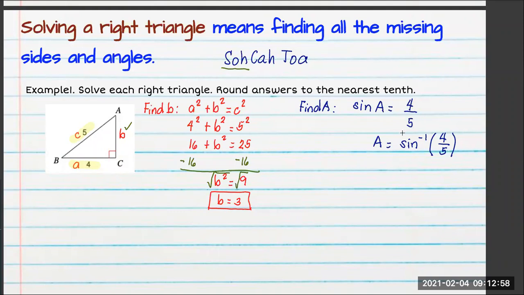Does everybody know how to use inverse sine in their calculators? Okay, so go ahead and make sure, class, that your calculator is in degree mode. If you're using your TI calculator, click the mode, and you have your radians and degree. Make sure that the degree is highlighted. All right, so inverse sine 4 over 5 and one decimal place. What do you get?